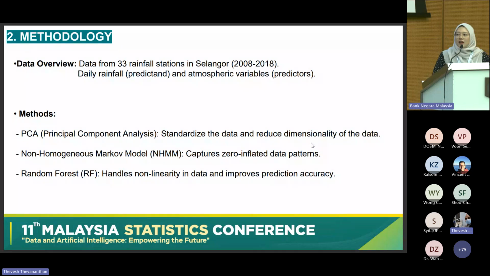For methodology, for the data overview, we use data from 33 rainfall stations in Selangor, spanning from 2008 to 2018, which is 10 years. Daily rainfall data will be predicted, and atmospheric variables will be the predictors. For methods, we apply three methods: PCA, which we use to standardize the data and reduce its dimensionality. Next, the non-homogeneous Markov model, one of the Bayesian methods that can capture zero-inflated data patterns. And next is random forest, one of the machine learning techniques that can handle non-linearity in data and improve prediction accuracy.